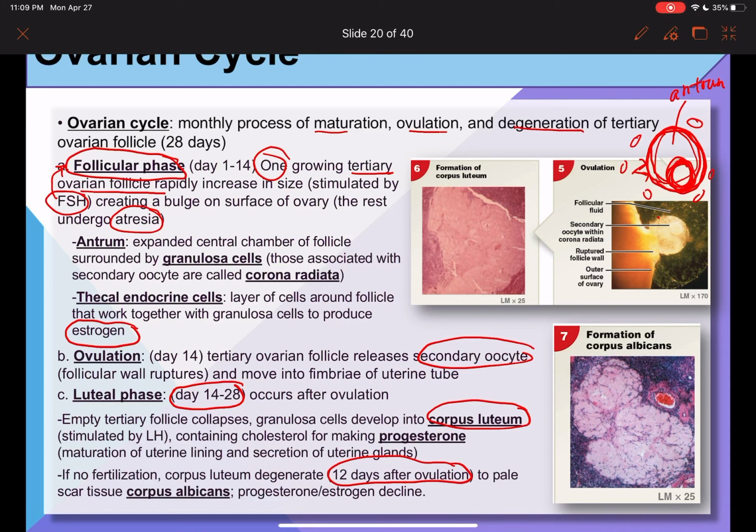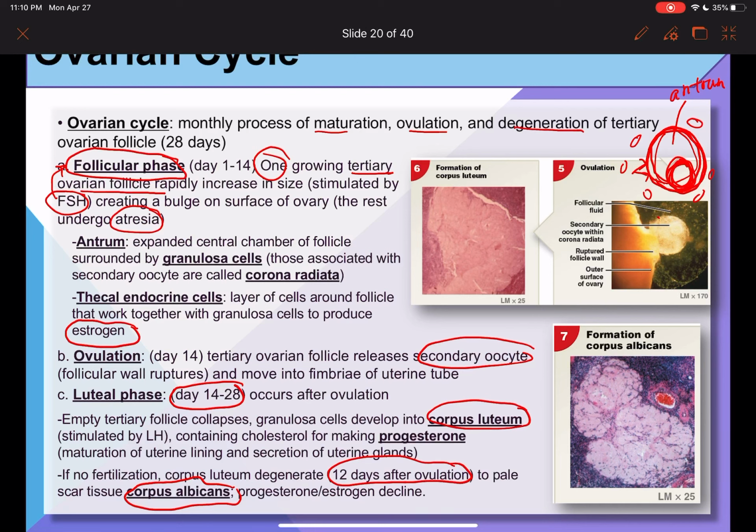The egg actually has a very small window of survival. It has to be fertilized 12 to 24 hours after ovulation. But just in case, the corpus luteum only degenerates 12 days after ovulation, and it leaves a pale scar tissue called corpus albicans. And because the corpus luteum is no longer functioning, your progesterone and estrogen levels will both decline, which leads to the start of the menstrual phase of the menstrual cycle.